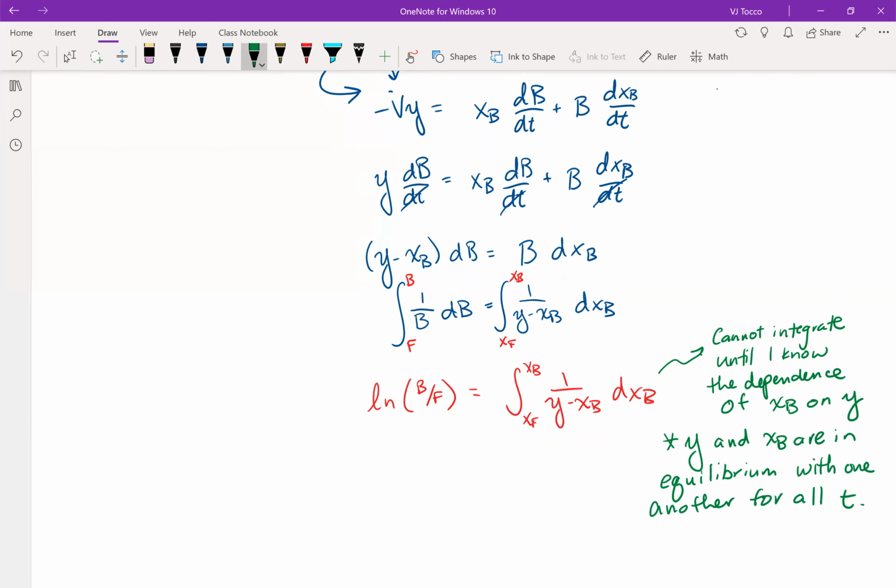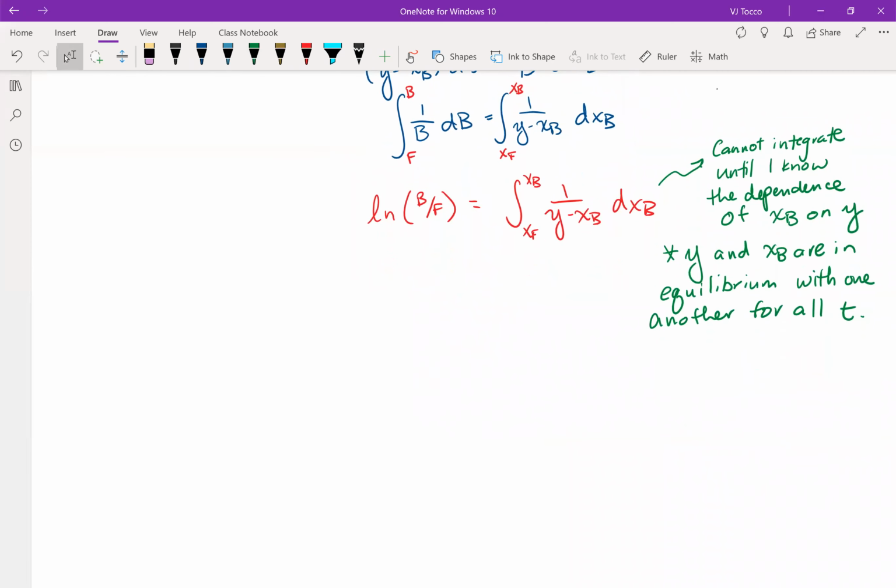All right, so let's just go through the possibilities. The first possibility we haven't really seen yet, but it is possible if you are looking at a very specific portion of the equilibrium curve. You can assume that y is in a linear relationship with xb. So if you have a linear form, then you would simply plug in k times xb for y, and you would compute the integral like so.